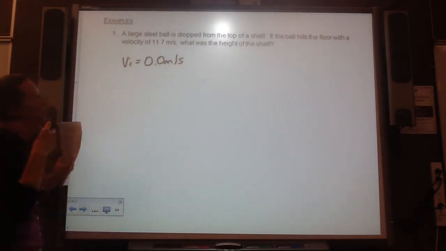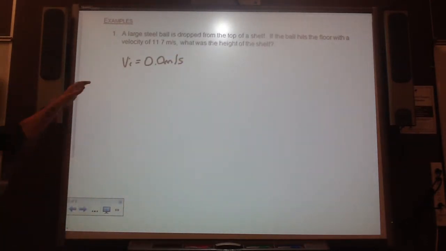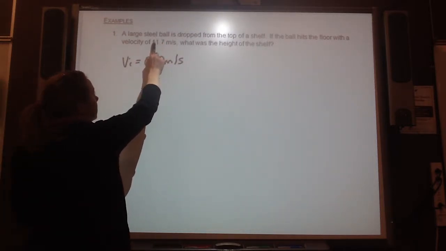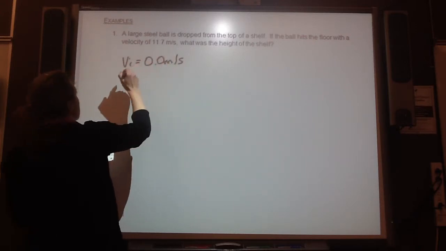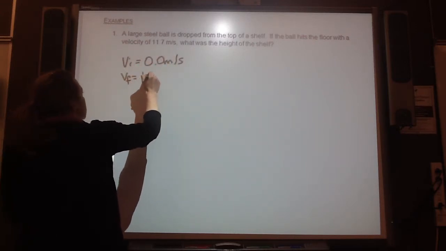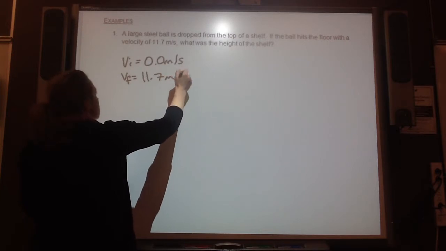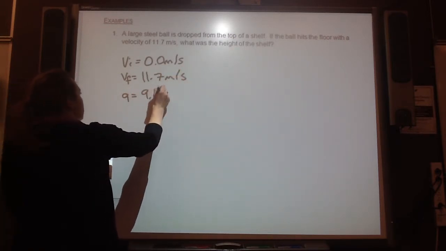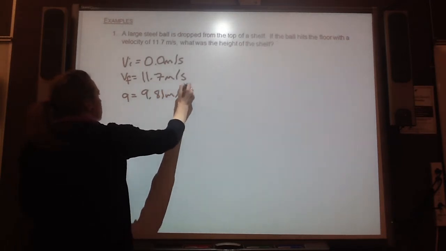Even though you know it's zero, just write in that it's VI, because when you're trying to find your formula, if you don't write that in, then you might be like, well, I can't find a formula that works, so make sure you write in your VI. We know our VF, this is what it's going to be finished with. This is the final velocity. So VF is equal to 11.7 meters per second. And I know my A is 9.81 meters per second squared.